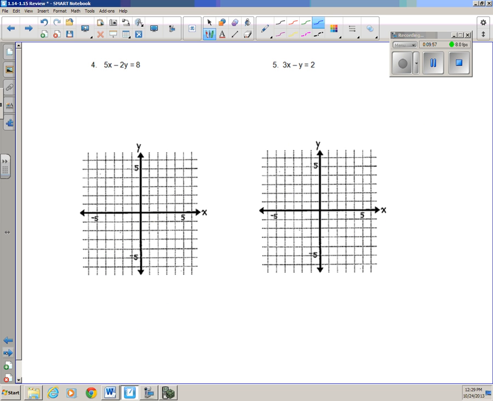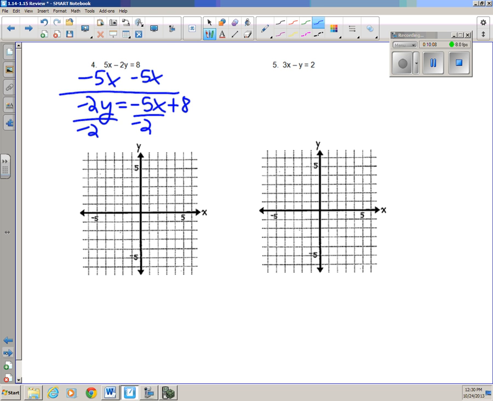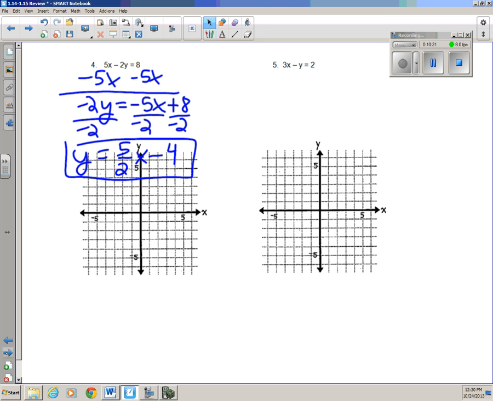Get this thing into y equals. Subtract 5x from both sides: negative 2y equals negative 5x plus 8. Divide by negative 2, and I'm going to get the equation y equals, double negatives, which is 5 halves x minus 4. This is the equation that we're going to graph. So when we graph it, I'm going to begin at the y-intercept, negative 4. My slope is 5 halves: 1, 2, 3, 4, 5 up, to the right 2. Definitely can't go the other way. So I've got 2 points, not a big deal.